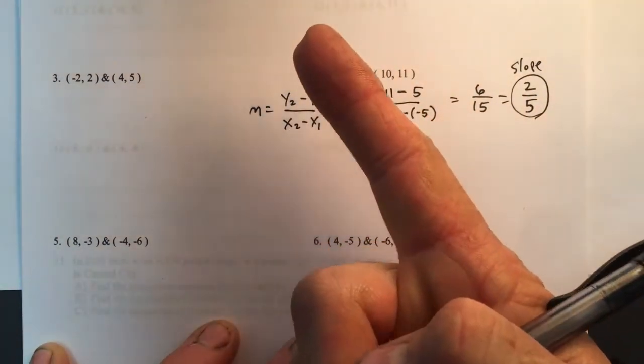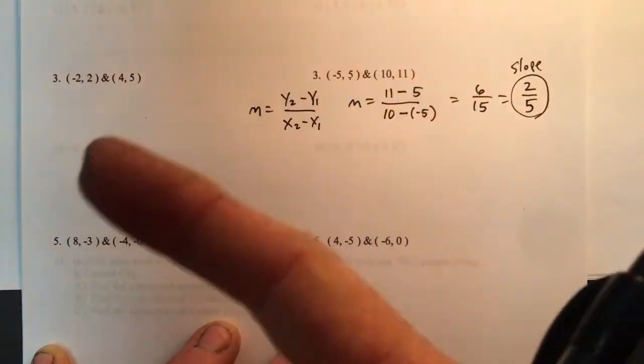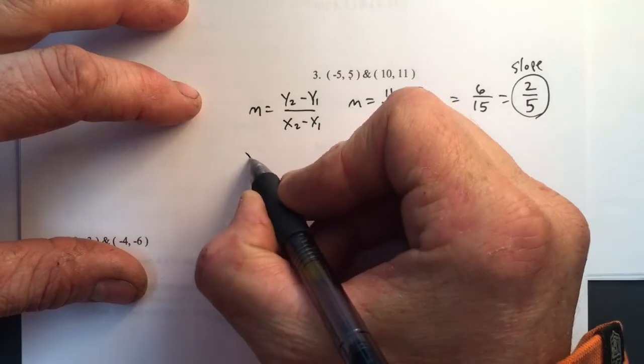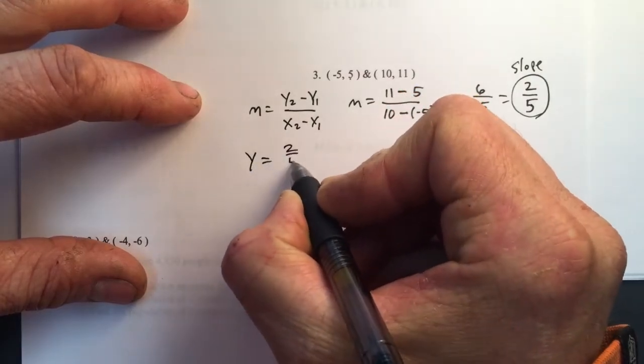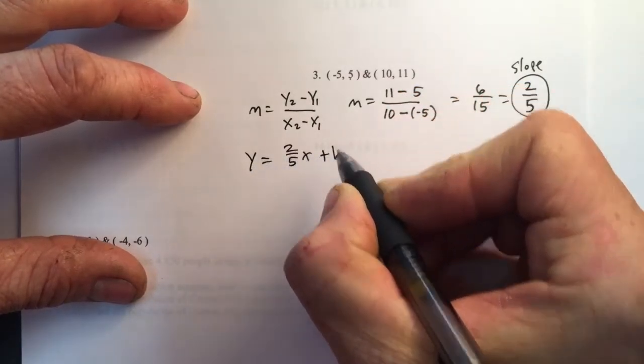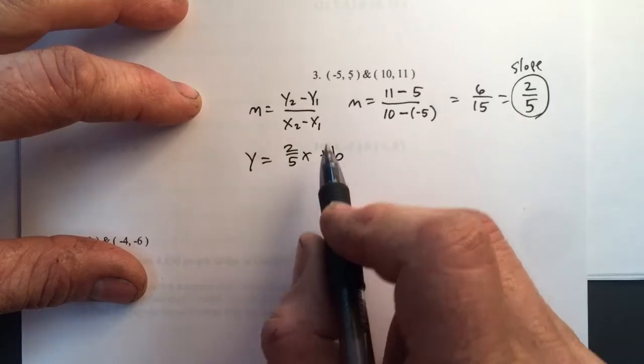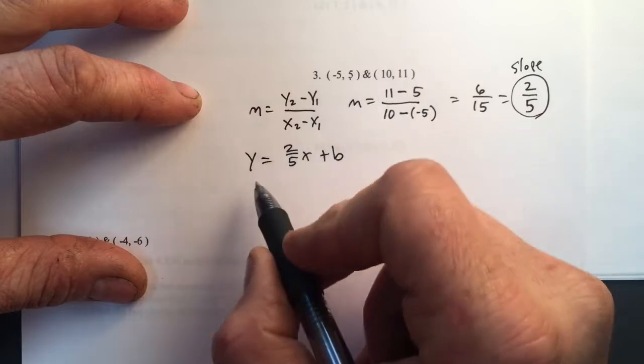So there's my first thing. I got to have the slope and I got to have the y-intercept. All right, so the y-intercept, we're going to do this. Y equals 2/5 x plus b. The 2/5 goes right there in front of the x. Now, what's the b? Well, I got to take one of my points here and put them in.